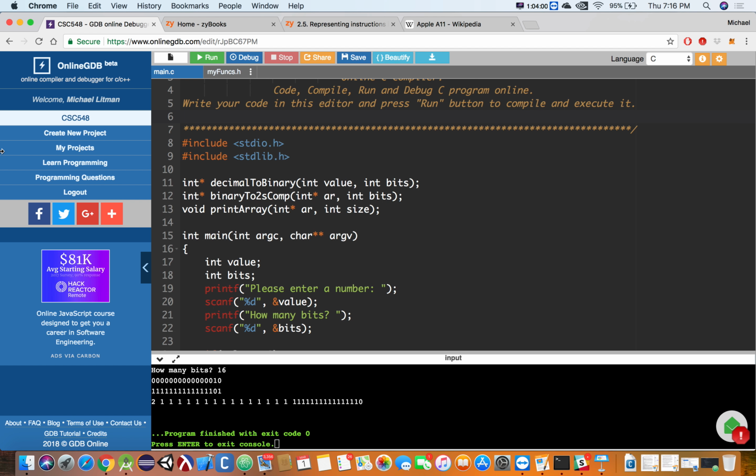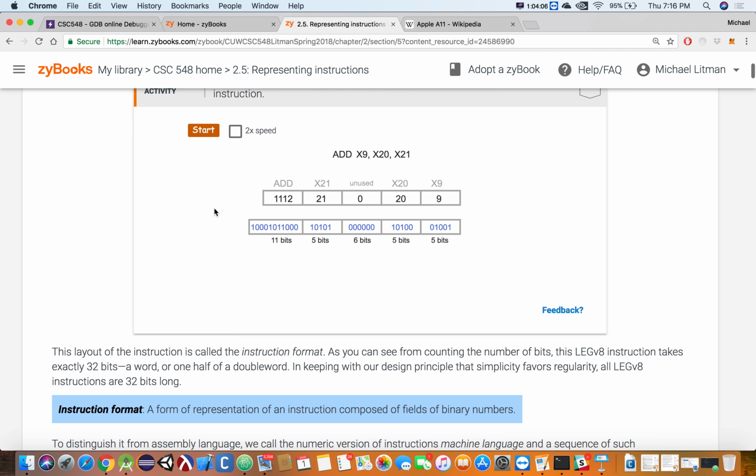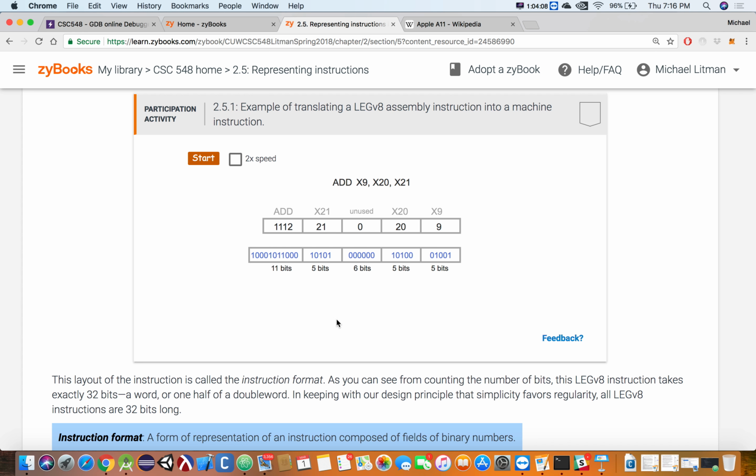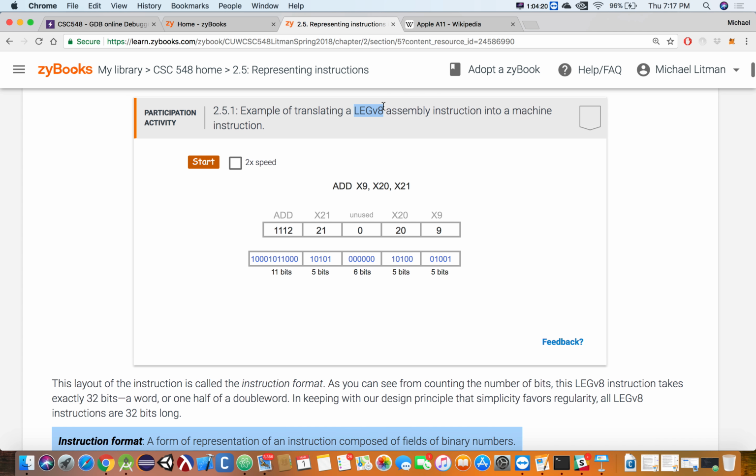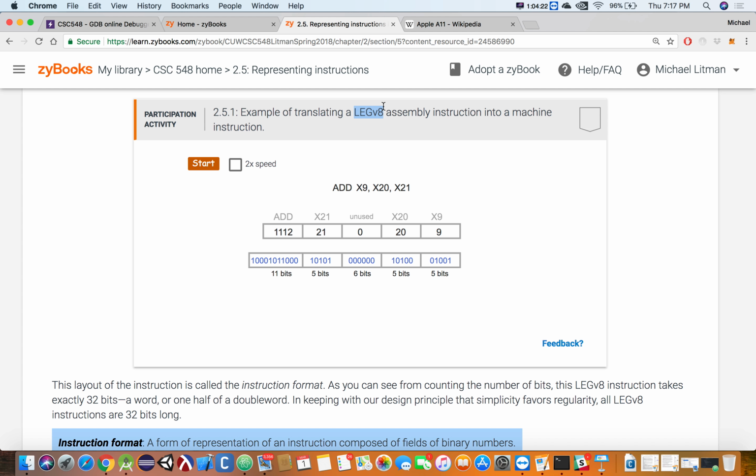All right, so let me spend just a few more minutes here, and then we'll take a break. I at least want to start off with this instruction set thing at the top. So we're in 2.5. This is representing instructions. And so we're looking at what an instruction looks like. Again, they've introduced this thing called LEGv8, which is a subset of ARM version 8. All right, get it? LEG and ARM, haha.